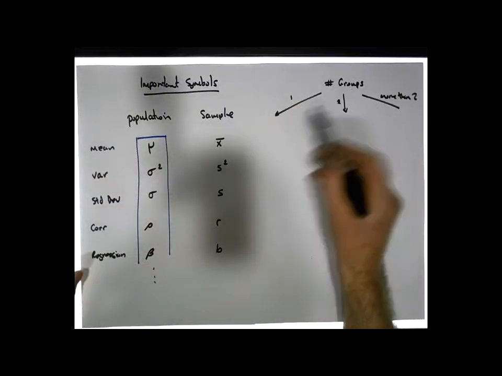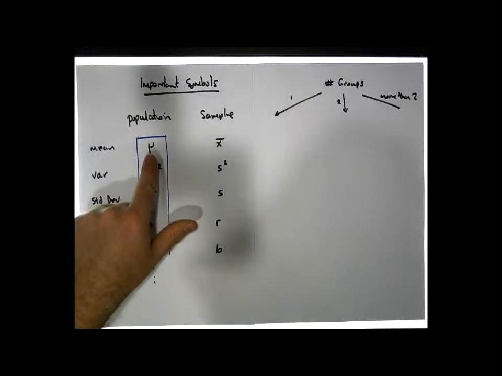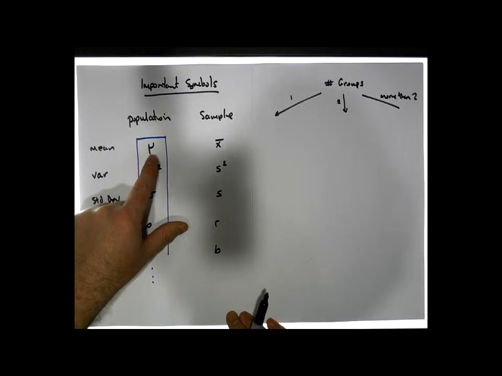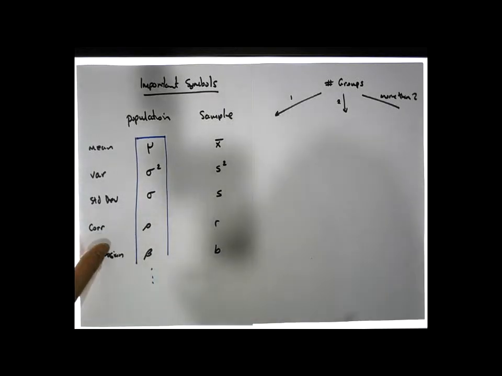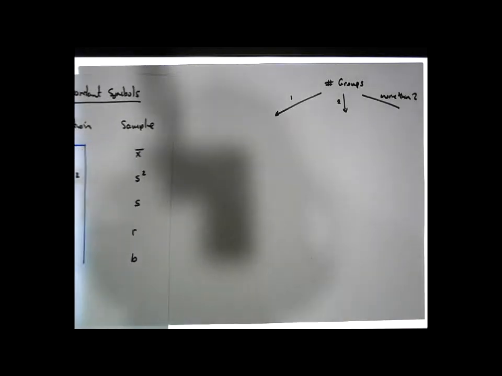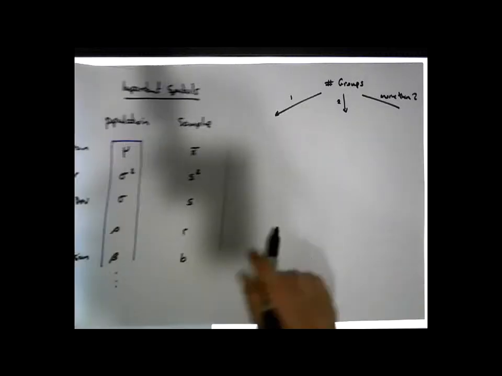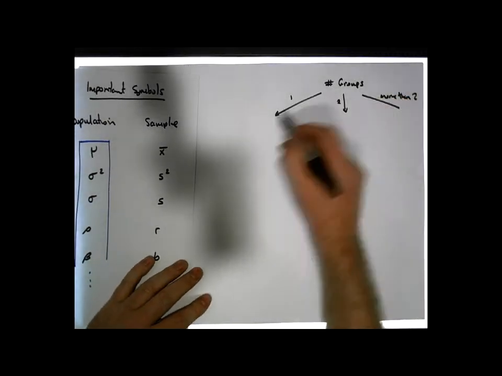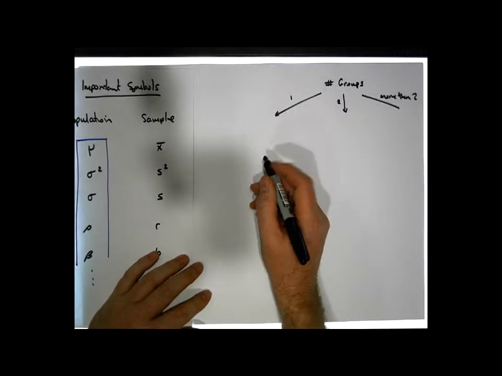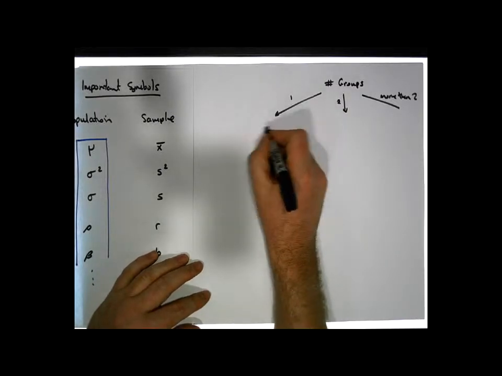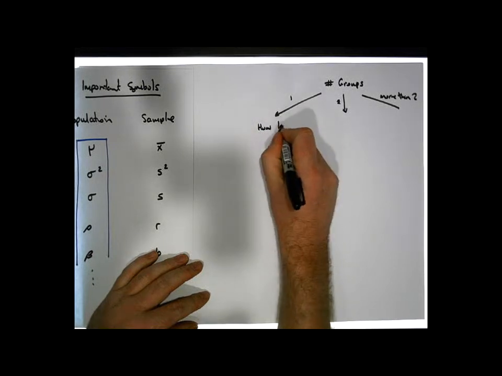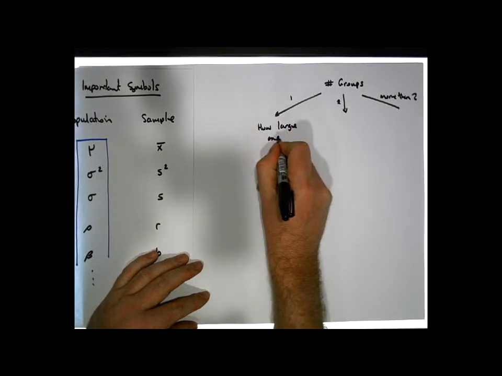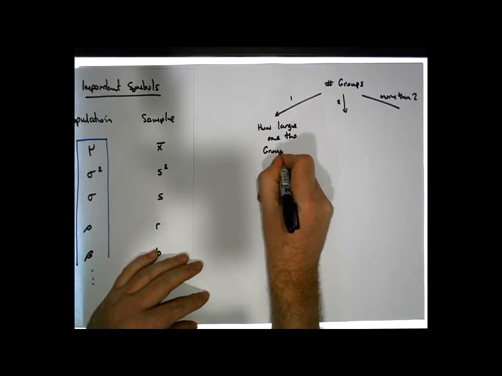In the case where we have one group, just keep in mind, as I said, that we can test to see whether the mean takes on a value, or whether the variance takes on a value, or whether the correlation is a value, or whether the regression is a value. We probably need to ask ourselves the size of the groups. So let's say the group size. How large are the groups? That's an important thing for us.